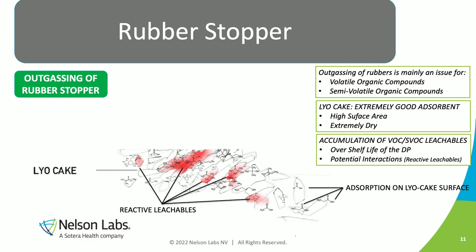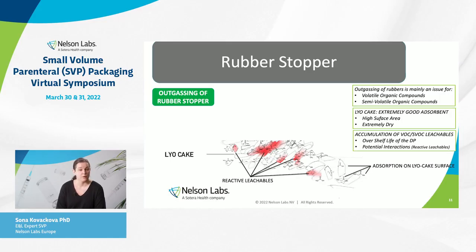Because of this accumulation, no equilibrium is reached between the semi-volatile or volatile compounds and the gas phase in the vial. That means more and more compounds can be released from the stopper and further accumulate in the drug product. Additionally, there are some reactive compounds containing an electrophilic reactive group which may further react with the API, with an excipient, or with another impurity, and I will cover this part later in the presentation.